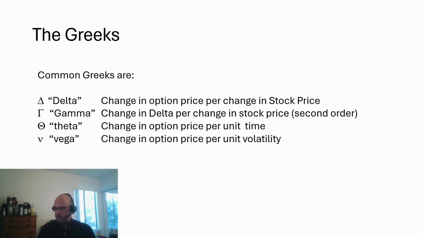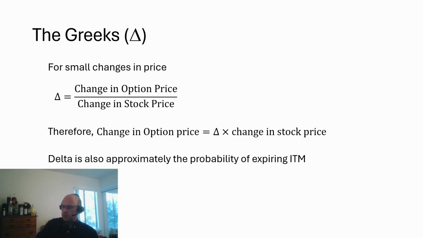Theta, as a premium seller, theta is very important for me. Theta will give you the change in option price per unit of time. Options are going to fluctuate depending on how much time there is till expiration. So as the time goes down, an out-of-the-money option will become worth less and less, and theta will give you a rough approximation of how much that will be. And last but not least, vega is the change in option price per unit of volatility. So let's go into these in a little bit more depth, starting with delta.